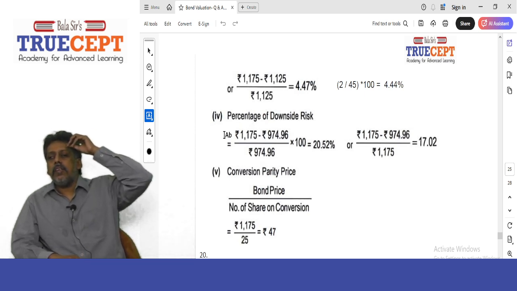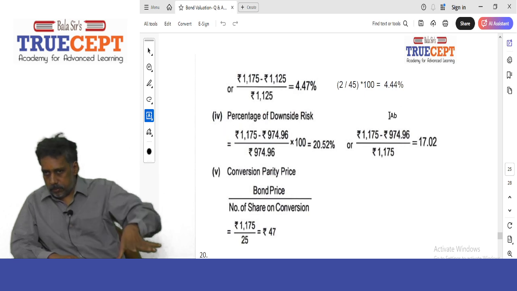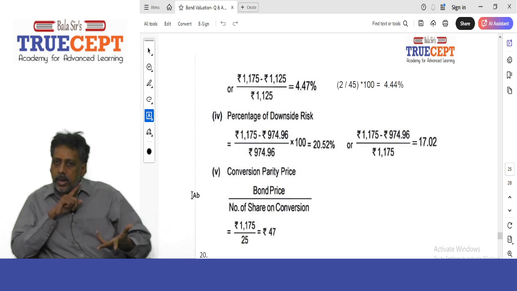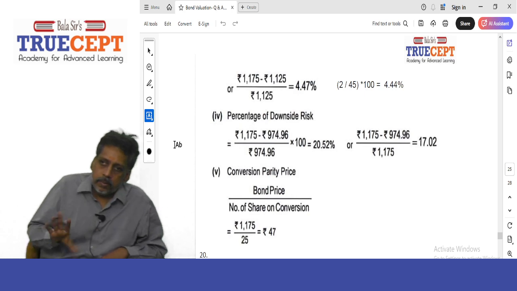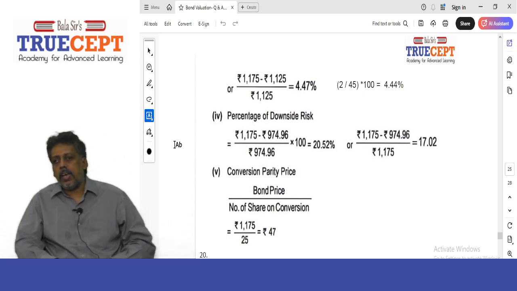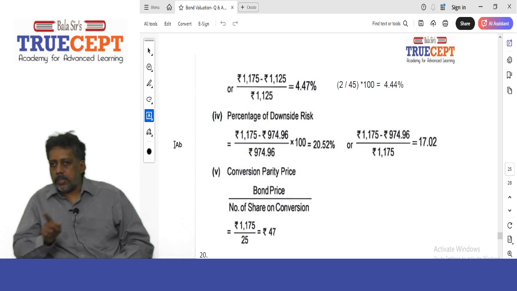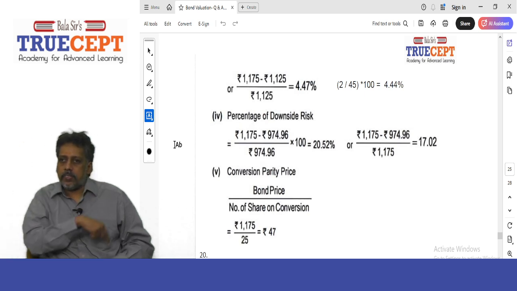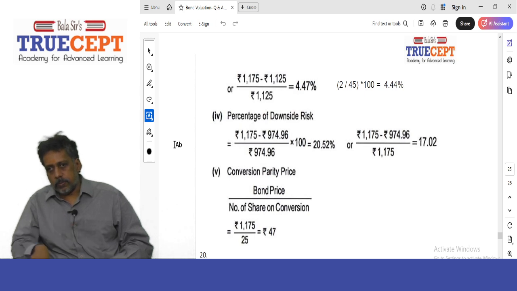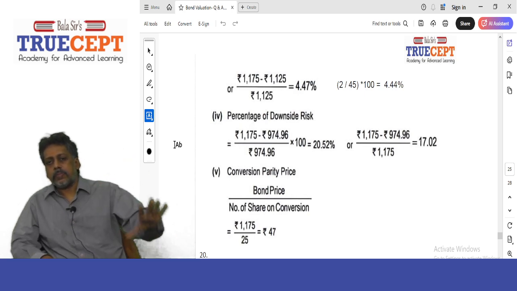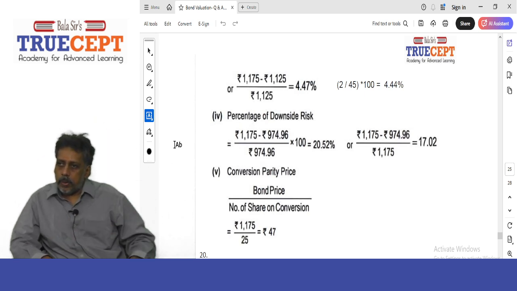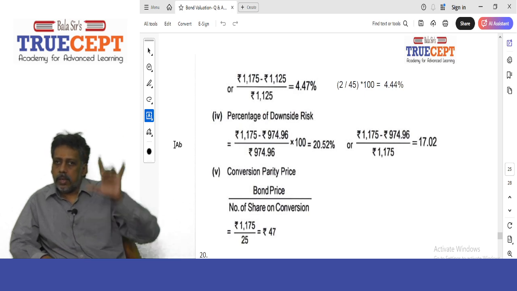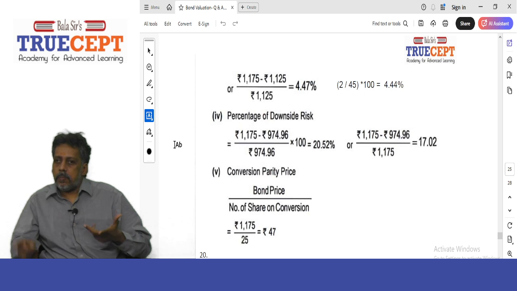20.52%. And please don't bother about the alternative, that's wrong. He has given dividing the difference by 1175 is not the right answer. Yes. Okay, that is wrong. Straight away, if you write that answer in the examination, the examiner will draw an X through the answer. That means you are wrong. Always remember, you calculate the downside risk or the premium over straight value as a difference by the straight value into 100. Understood? Yes, sir.